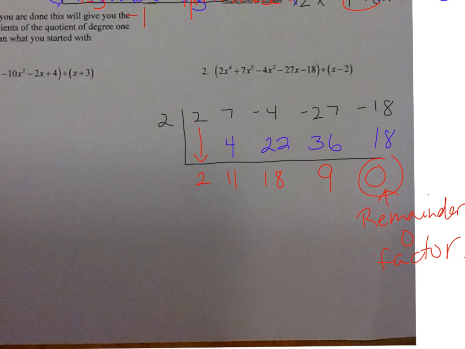Okay, so let's write what we get here. So my quotient is 2 is my first coefficient. We started with x to the fourth, so it would be x to the third, plus 11x squared, plus 18x plus 9, no remainder. So now what does this mean? It means that x minus 2 is a factor.